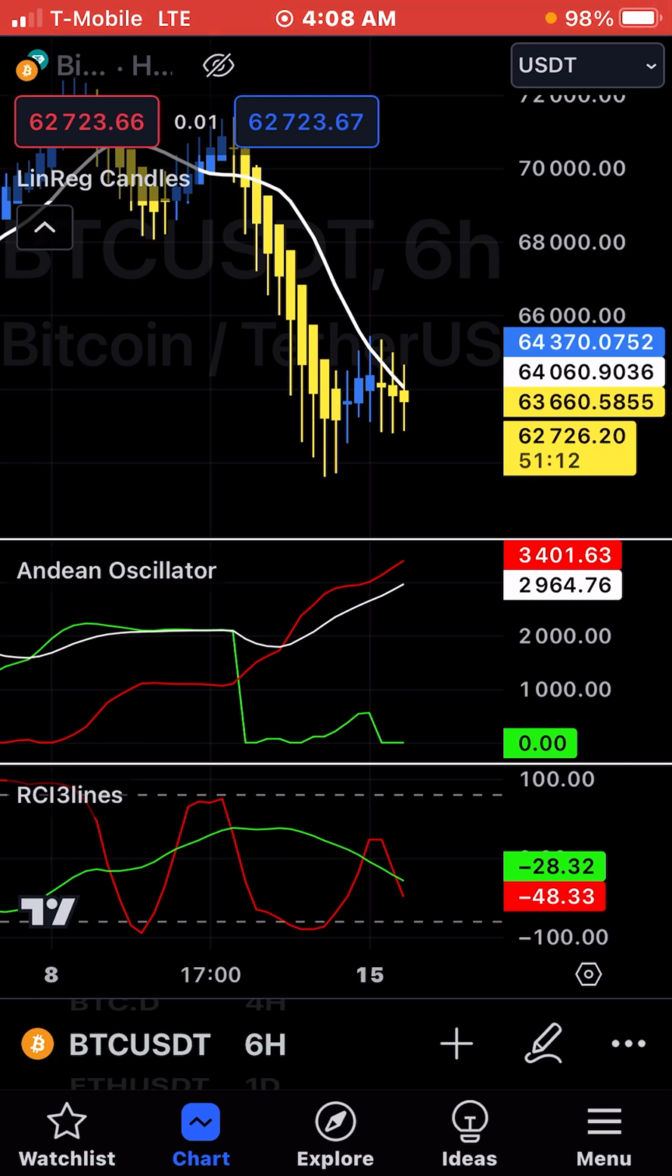Okay, so before we begin, we need to have indicators loaded here to also confirm the direction. You want to have your Andean Oscillator and your RCI 3 lines. I've made videos about this. This just confirms everything. And the linear line as well. So you need the linear line method, the Andean Oscillator, and the RCI 3 lines. I'll show you how to set it up real quick.